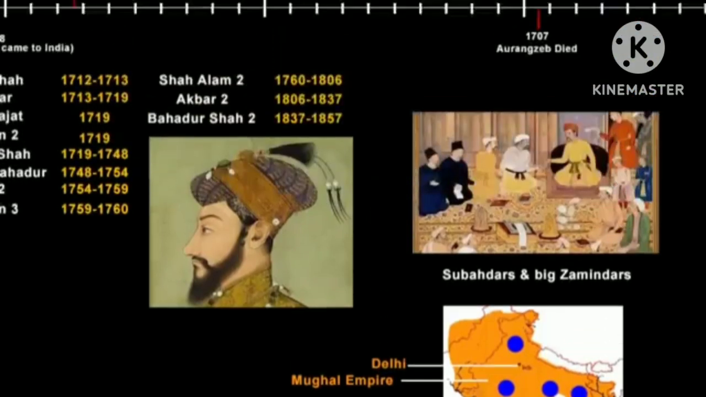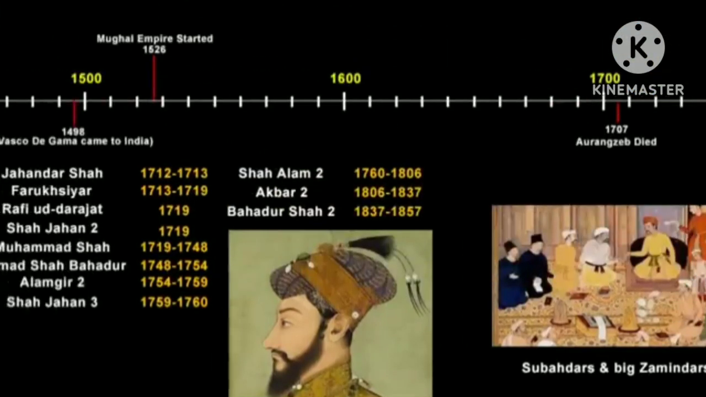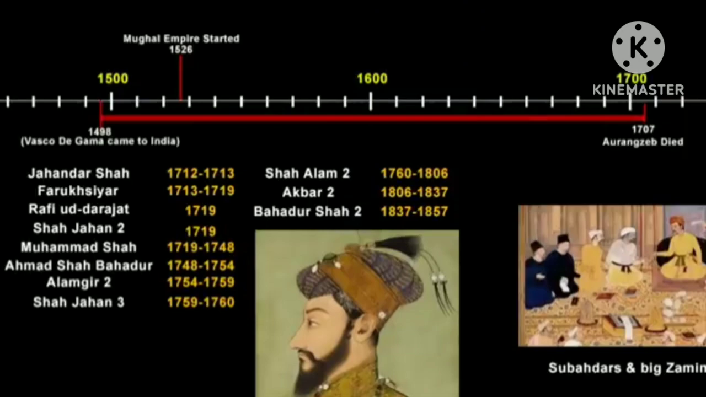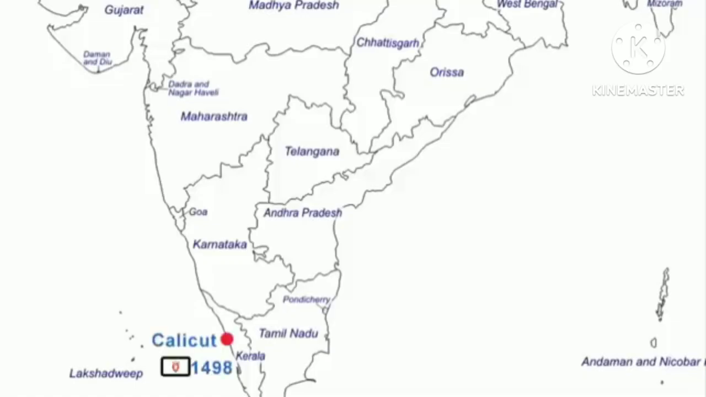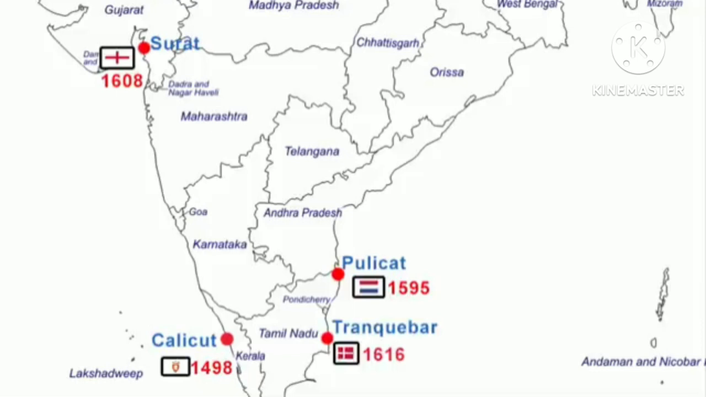Now we have the dates 1707 and 1498. Let's get to know what happened in between. In 1498, Portuguese came to India. They came to Calicut. After the Portuguese, the Dutch fleet arrived in Pulicat in 1595. Then came the British, who landed in Surat in 1608. After them, the Danish came to Tranquebar in Tamil Nadu in 1616. And at last, the French came to Pondicherry in 1664. They all were collectively called as European traders.